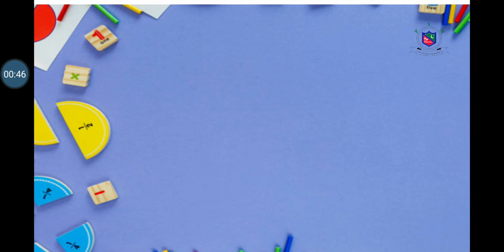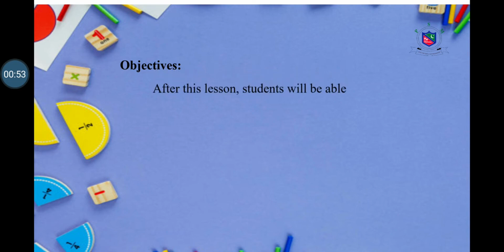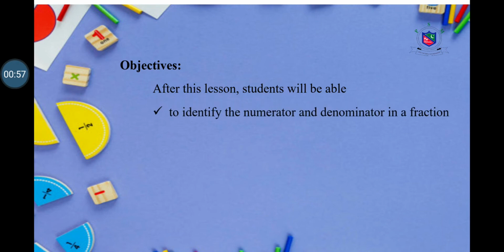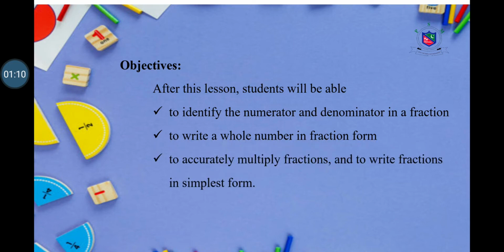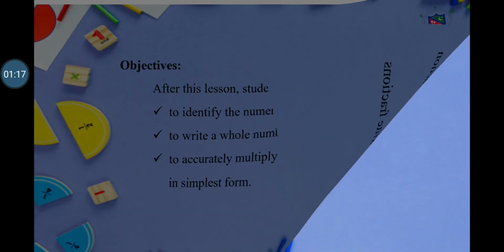But before starting, let's go through the objectives of today's lesson. After this lesson, we shall be able to identify the numerator and denominator in a fraction, to write a whole number in fraction form, to accurately multiply fractions, and to write fractions in simplest form.